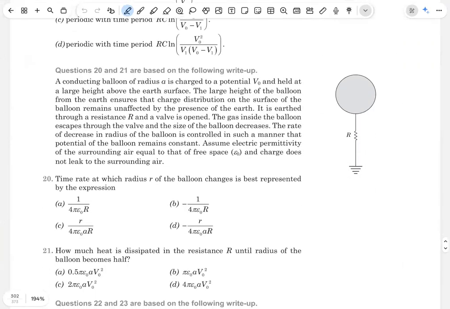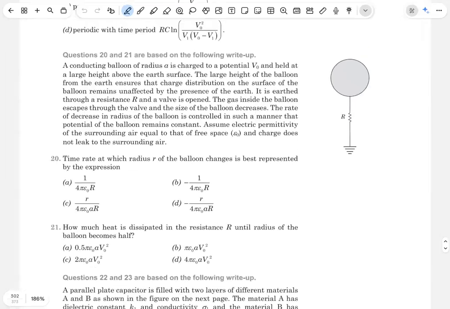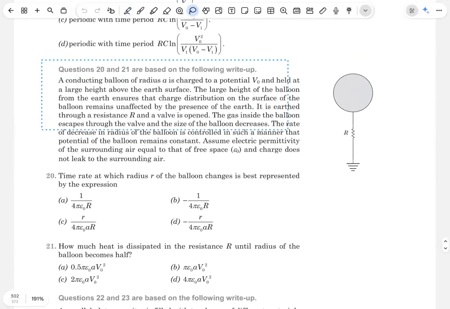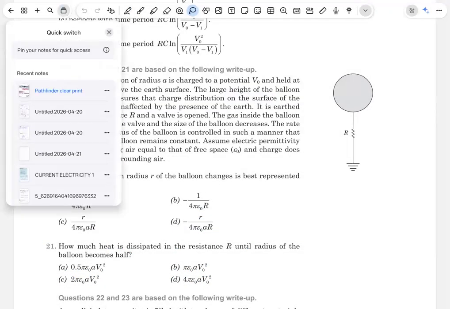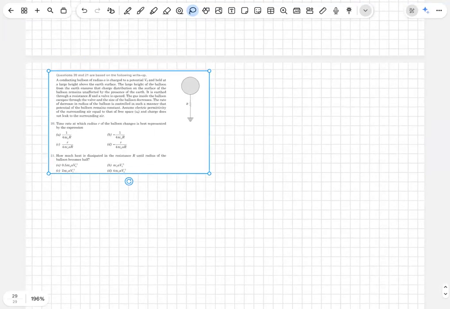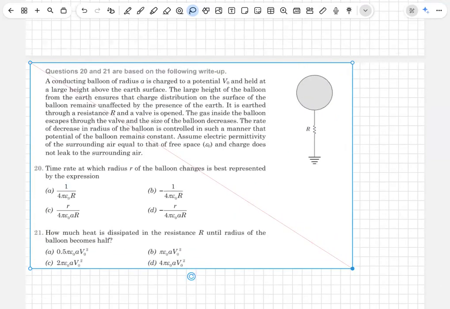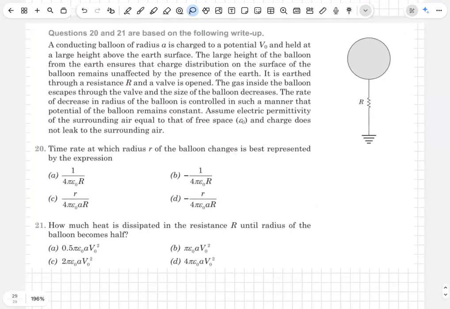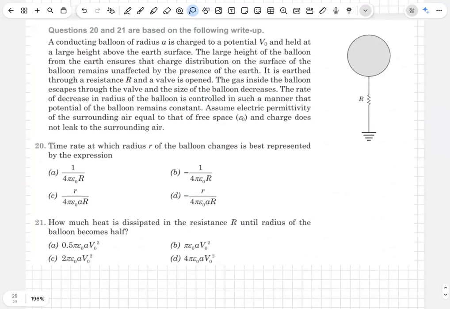This is also a very good question. It is a comprehension passage. See, this time 90% of the questions I have covered in this book. Therefore, you should be alert in doing this. You have a conducting balloon whose radius is A and is charged to a potential V naught and held at a large height above the Earth's surface so that the charge distribution remains uniform.